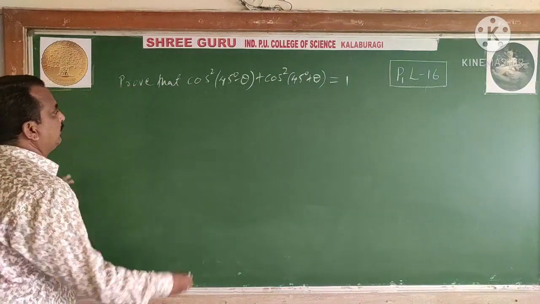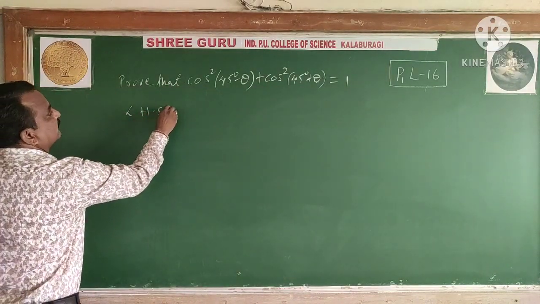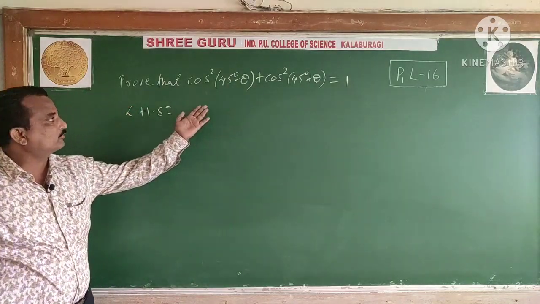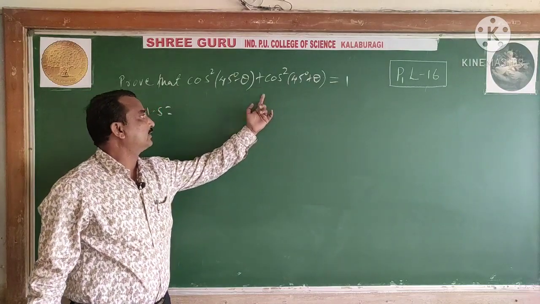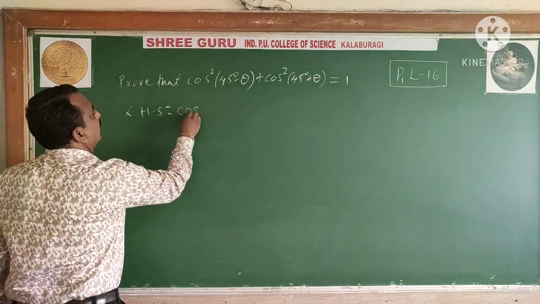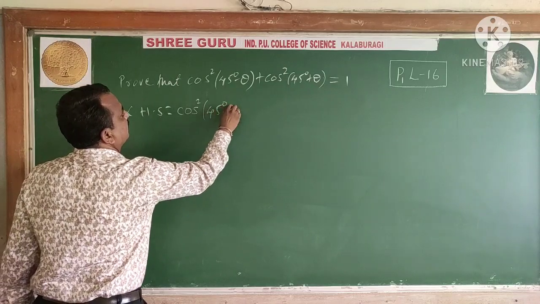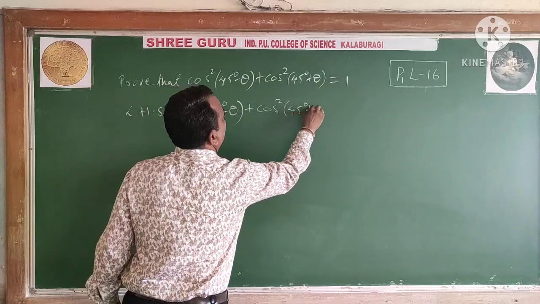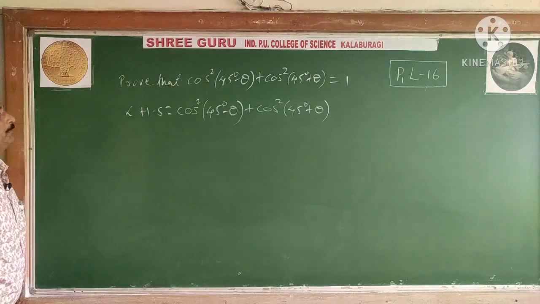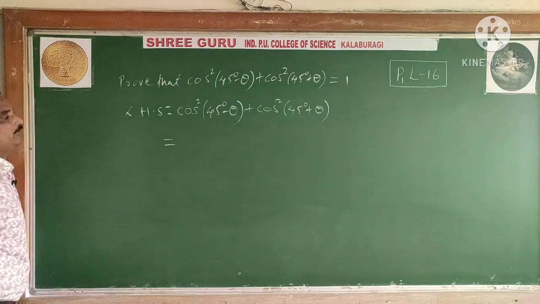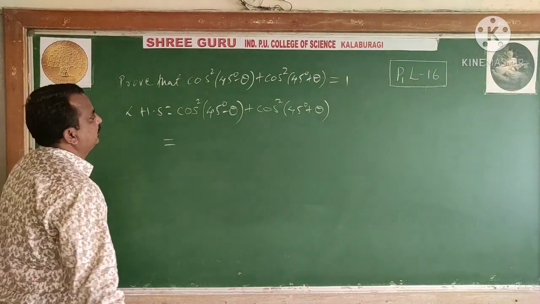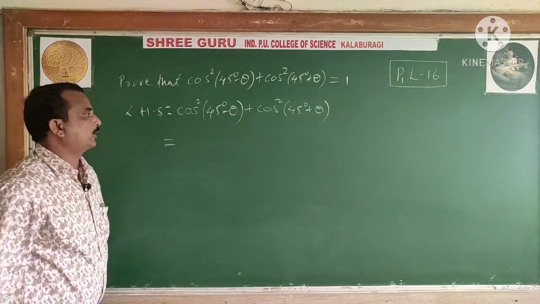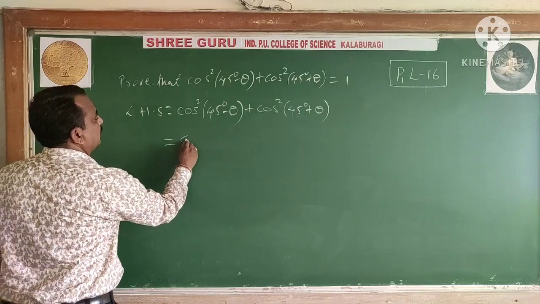See, students, this is the same type as the previous one, but the angle is different here. In the previous one there were four sine square terms. Here these two are cos square, because sum is there. So cos square of 45 minus theta plus cos square of 45 plus theta. Now let us convert cos in terms of sine. Any one of the terms you may convert, either this one or this one. So here I am converting this one.